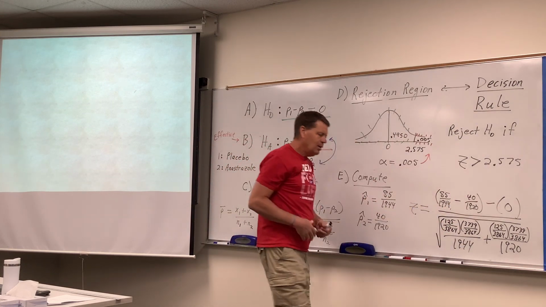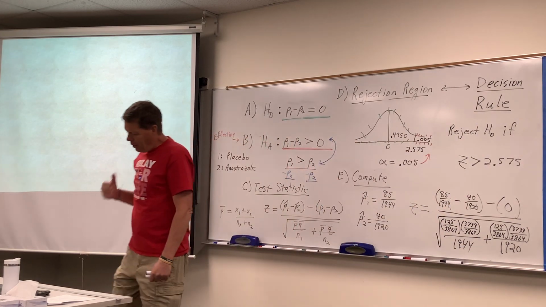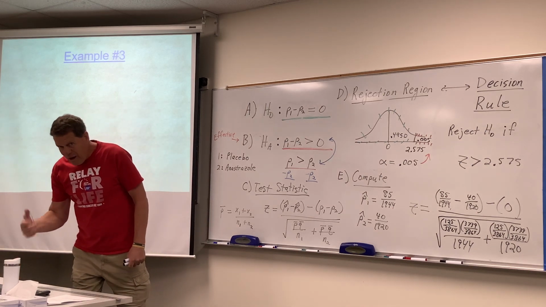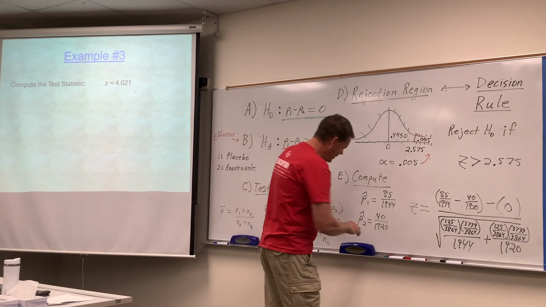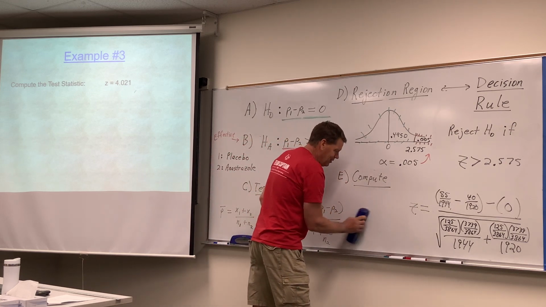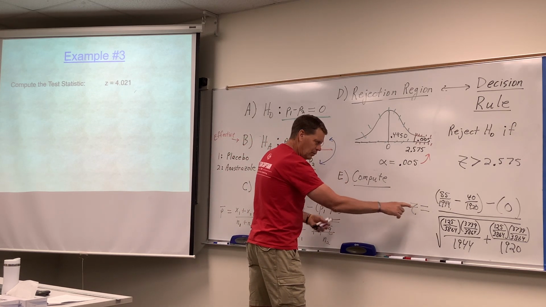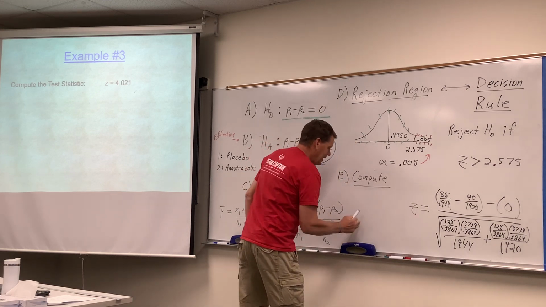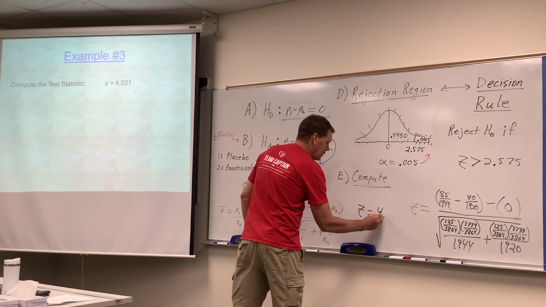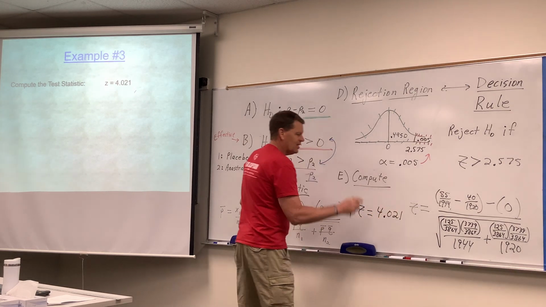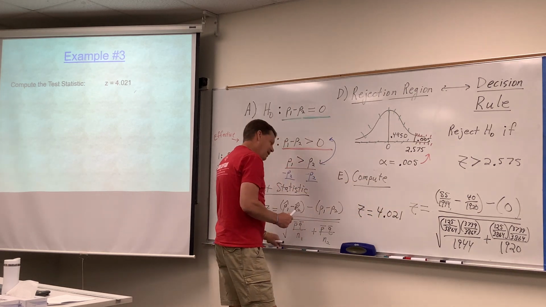Crunching numbers with a calculator was a skill that you brought with you. And so, fingers crossed. I don't know what else to do here. Turns out that Z ends up equaling 4.021. Yes, a lot happened between here and here.